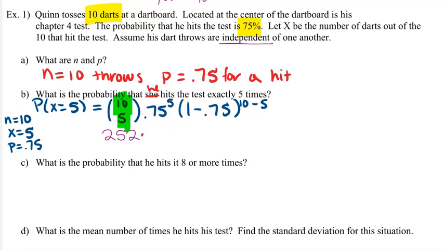Awesome. Times 0.75 to the power of 5. Yeah, I could have done that. Whatever. 1 minus 0.75 is 0.25. And then 10 minus 5 is 5.